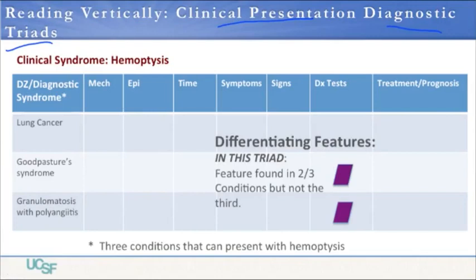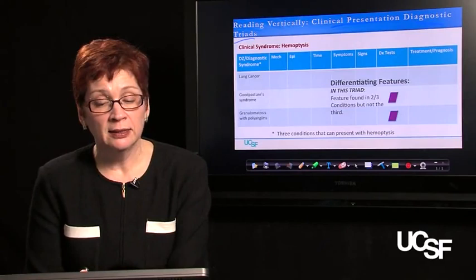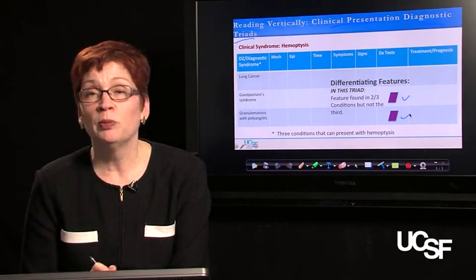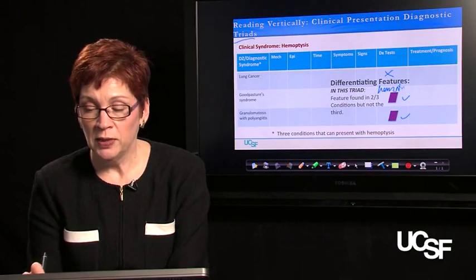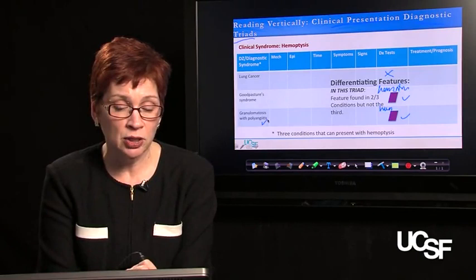So for example, in this diagnostic triad, both Goodpasture syndrome and granulomatosis with polyangiitis present with glomerulonephritis or hematuria, but lung cancer doesn't. So in this situation, hematuria would be one of the differentiating features that you want to include in your illness scripts for granulomatosis with polyangiitis and Goodpasture syndrome.